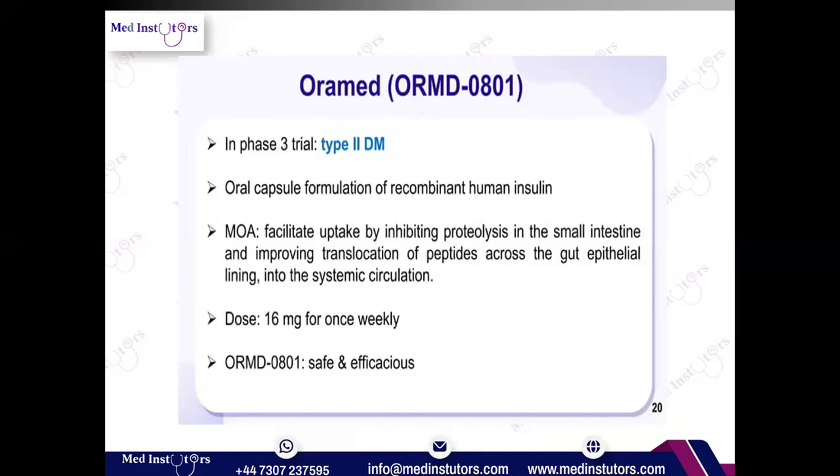The mechanism of action is that it facilitates uptake by inhibiting the proteolysis that happens in the GIT if you take insulin just like that. So this capsule prevents that proteolysis and improves the translocation of peptides across the gut epithelial lining into the systemic circulation. They also have permeation enhancers, which help in the permeation across the gut epithelial lining into the systemic circulation when taken orally. These are some of the mechanisms by which they can evade digestion by the intestines and the stomach. A 16 milligram once weekly dose is given for Oramed. It is still in the trials.